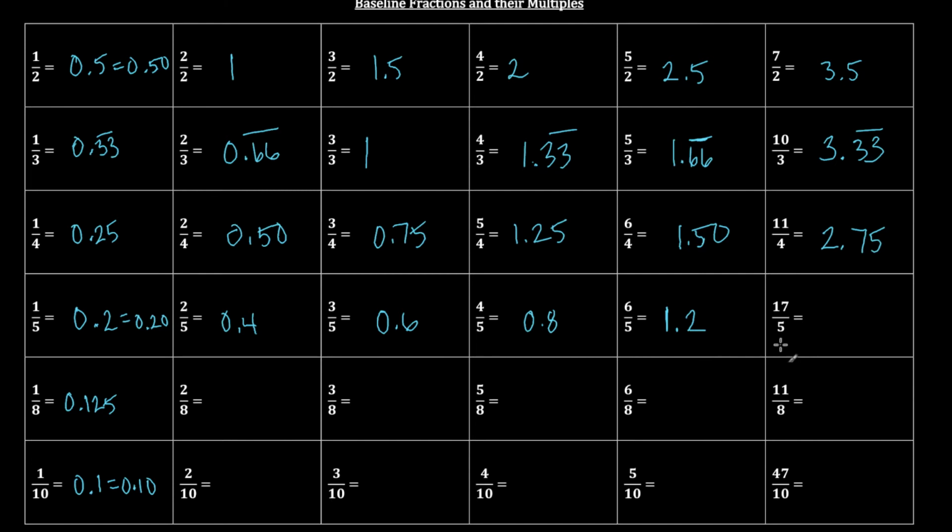Okay, now, let's do another one of these. How many wholes can you make? So 5, 10, 15. You can make 3 wholes. How much is left over though? There's 2/5 left over, which would be 0.40.